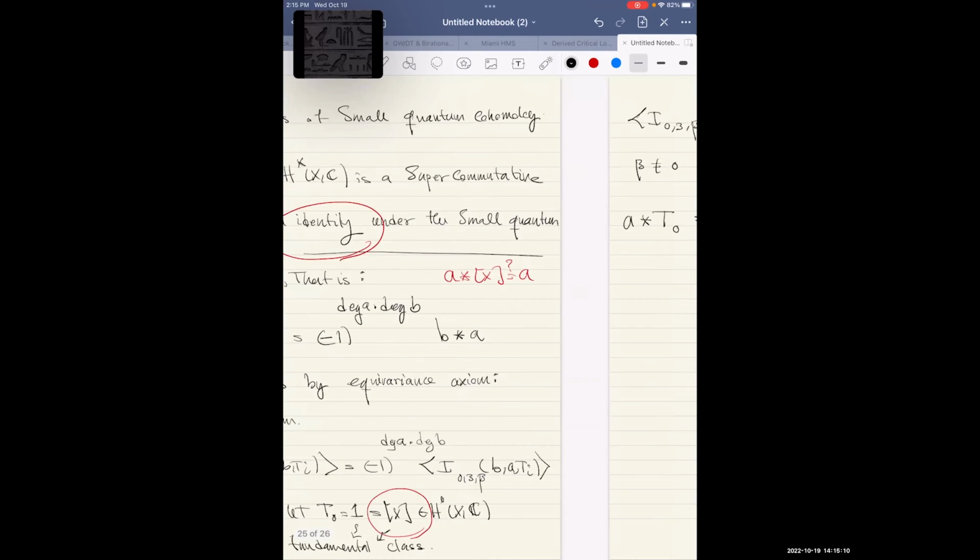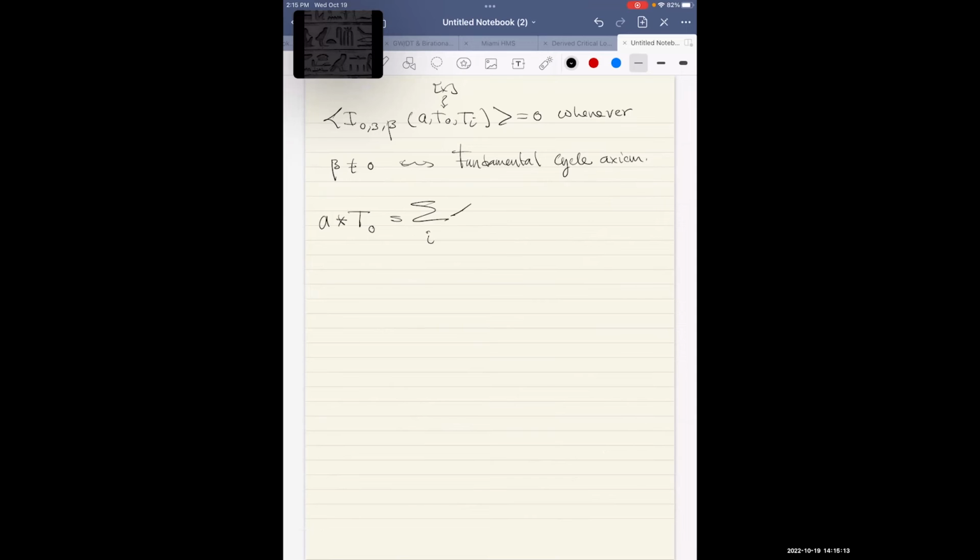That's great, because as soon as I take A times T_0, let me just expand the formula that we had. I will get a sum of I_{0,3}, well, it's going to be 0 unless this is the 0 class. So it's going to be the constant map only surviving. So this is going to be A, T_0, T_i, times T_i basically, summing over all i. Well, it's the constant map.